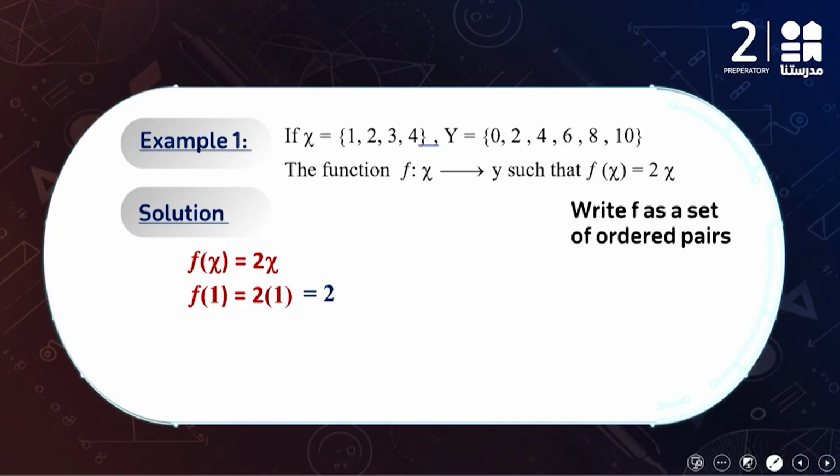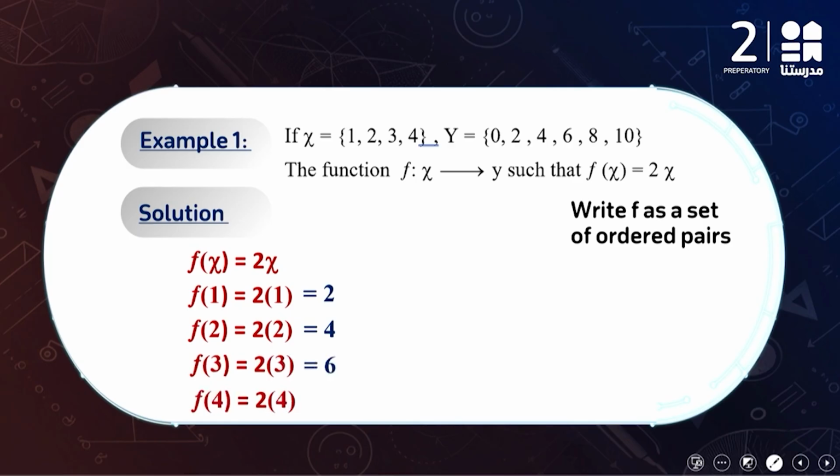Then we will substitute with the other element in the domain, which is 2. So we will get f of 2. It will be 2 multiplied by 2, which equals 4. In the same way, you will find f of 3 and f of 4. f of 3 equals 6. Then f of 4 equals 2 multiplied by 4, which equals 8.